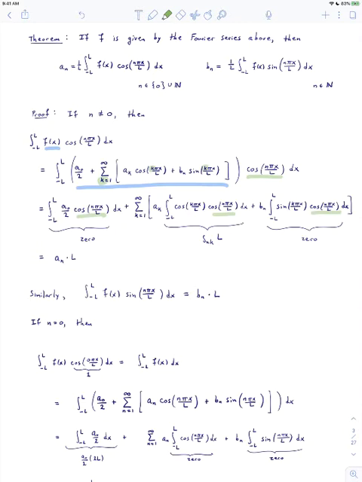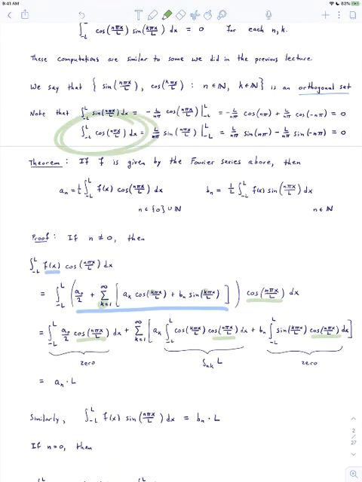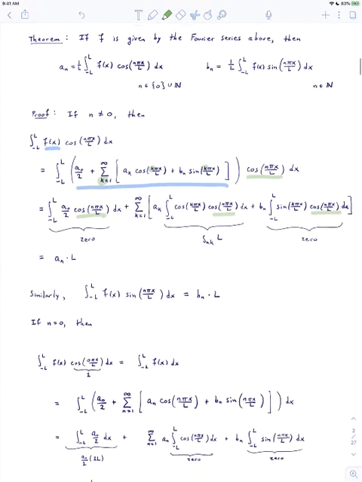Okay. Now, this first term, you can take the a0 over 2 out of the integral, and then you're just integrating cosine of n pi x over L from minus L to L, and we just mentioned that that was equal to 0. We just showed that. So this term is 0. Similarly, here we're integrating sine times cosine, and we established that that was 0 as well.